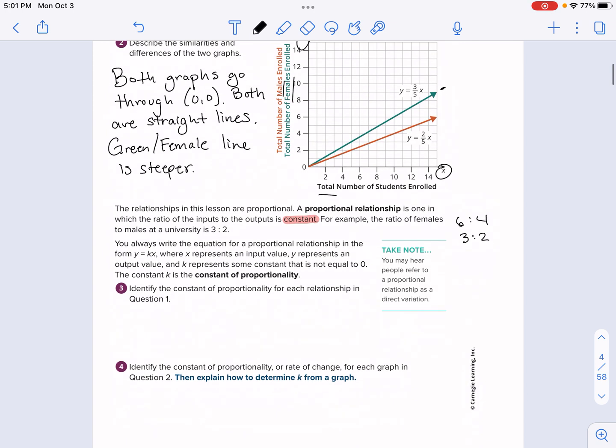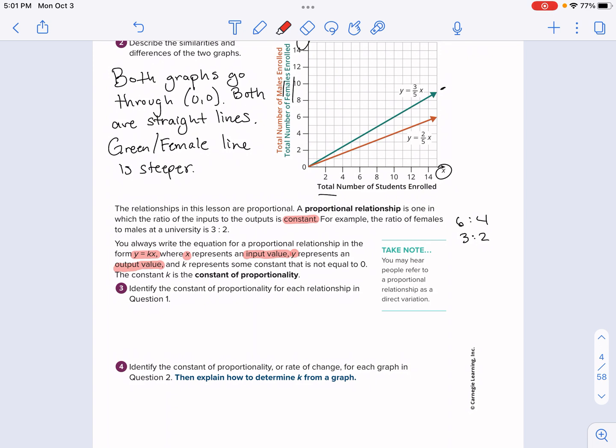Okay, you always write the equation for a proportional relationship in the form y equal to k times x. And that k has a specific name, where x represents the input value, something that's independent. And then y represents the output value, something that's dependent. An example of that is a vending machine. Your money is independent. What's dependent from that is the item that you get from the vending machine. That depends on what you put in.